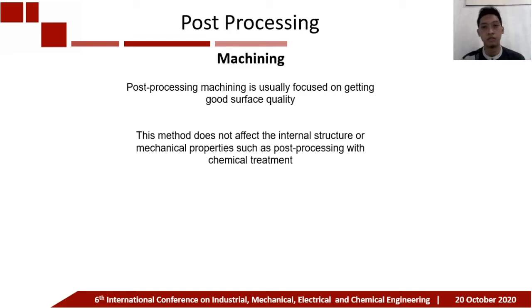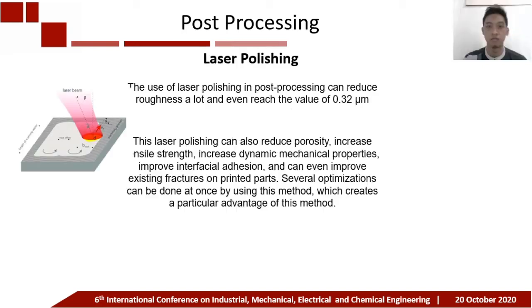Then, second, about machining. Post-processing machining is usually focused on getting good surface quality. This method does not affect the internal structure or mechanical properties, unlike post-processing with chemical treatment.